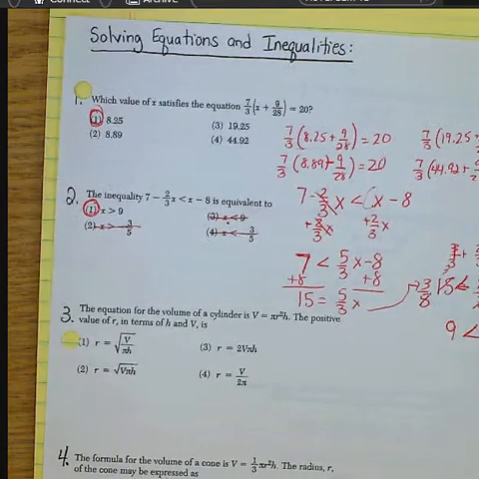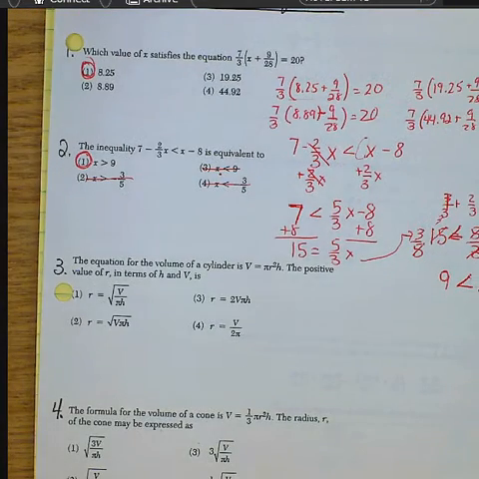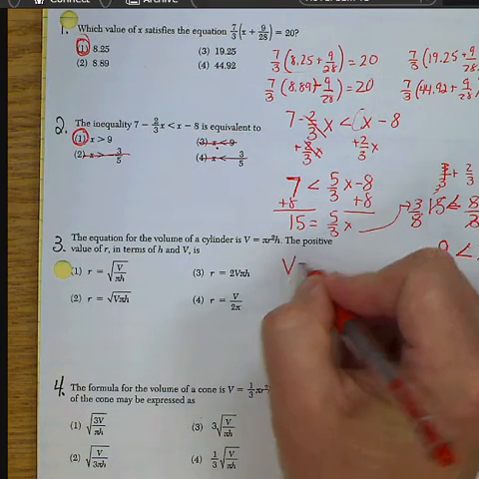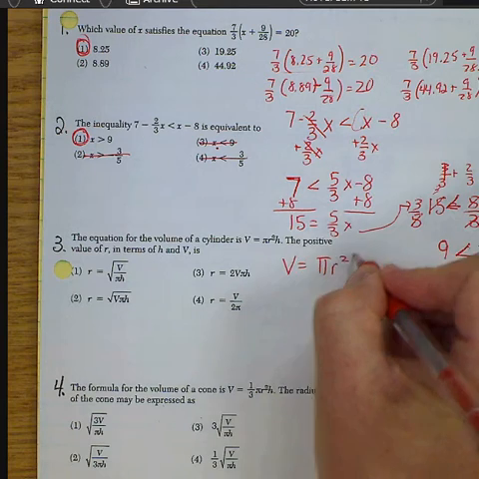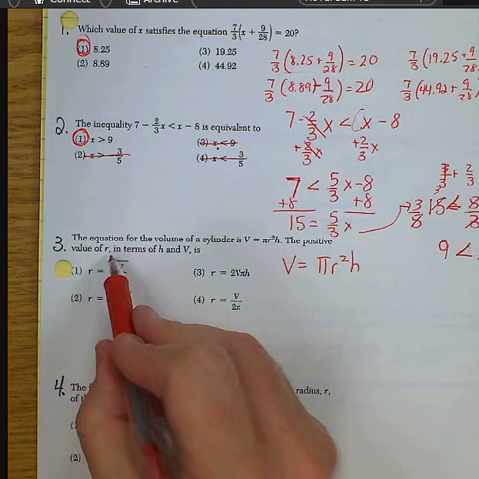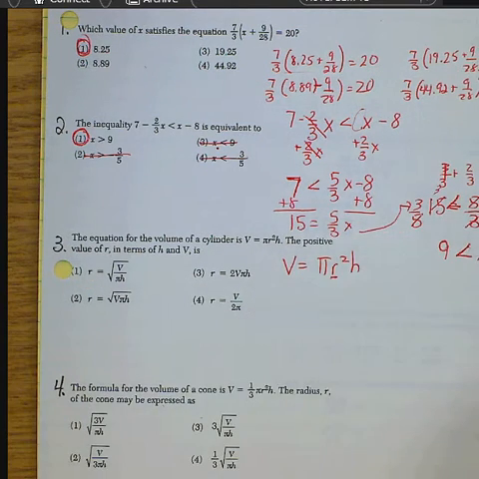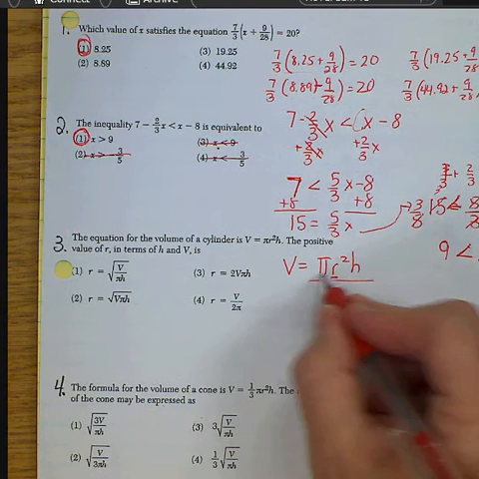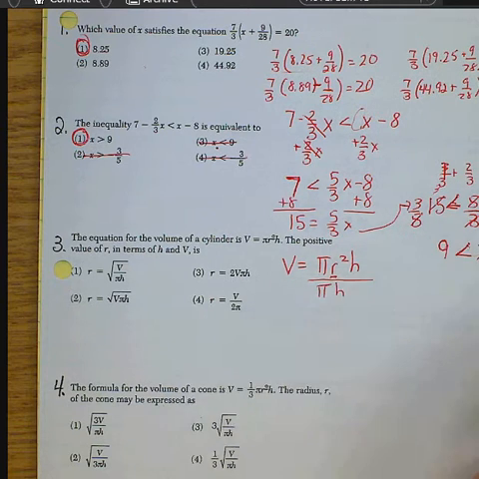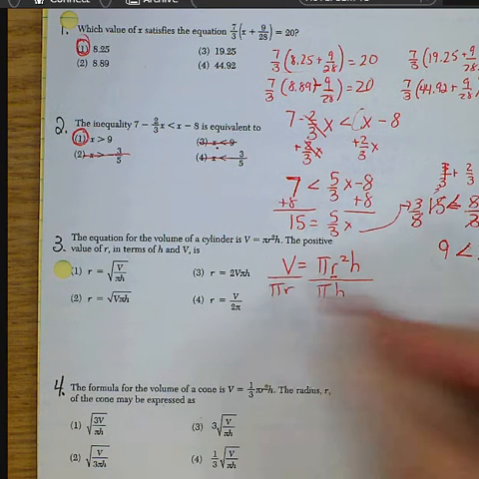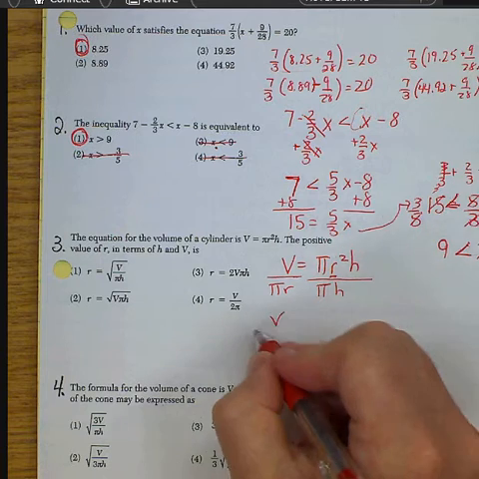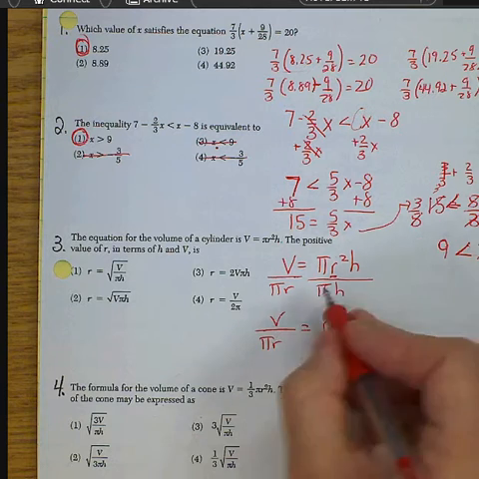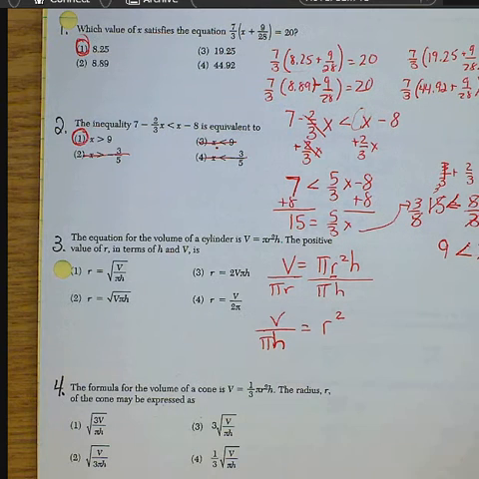Number 3 is where you're solving, and also number 4, you're solving for variables in terms of other variables. So here's the formula. V is equal to pi r squared h. I'm looking for the positive value of r, so I need to get r by itself. The first thing I notice is that pi and h are multiplying r squared, so I'm going to divide both sides by that. That's going to get me v over pi h is equal to r squared.